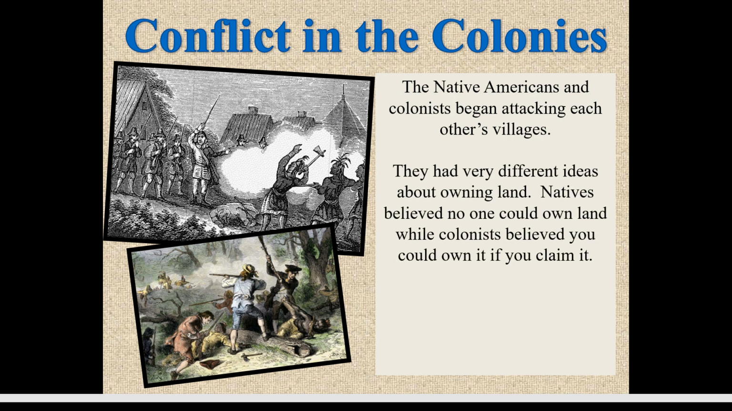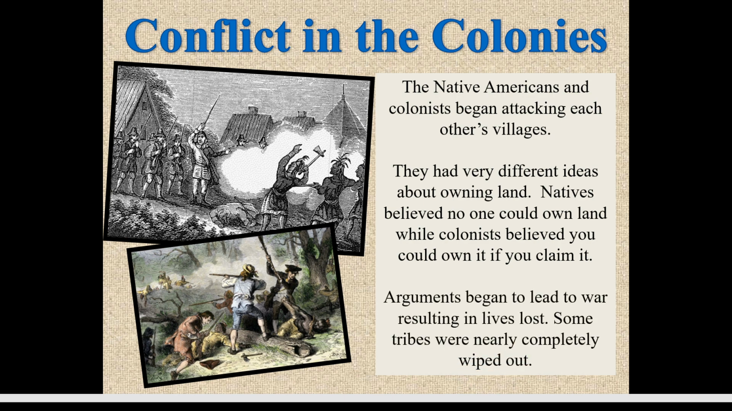They had very different ideas about owning land. Natives believed no one could own land, while colonists believed you could own it if you claimed it. As I said, colonists are those people who claim land. Arguments began to lead to war, resulting in lives lost. Some tribes were nearly completely wiped out.